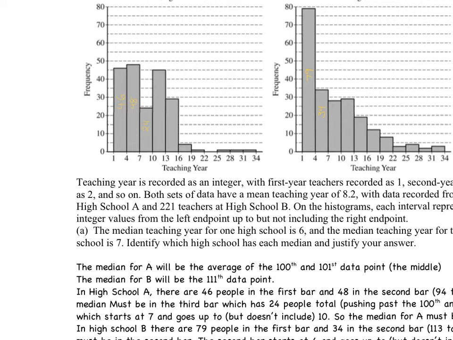Well, this third bar starts at 7 and goes up to, but doesn't include, 10, so it's really 7, 8, and 9. So that can't be the median of 6. So A must have the median of 7.